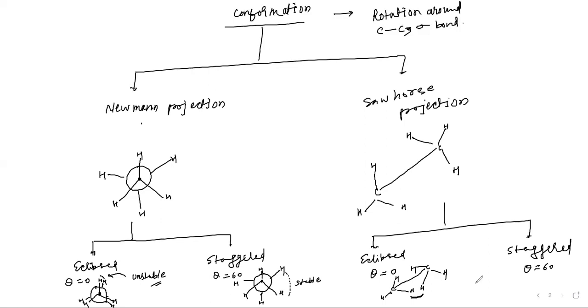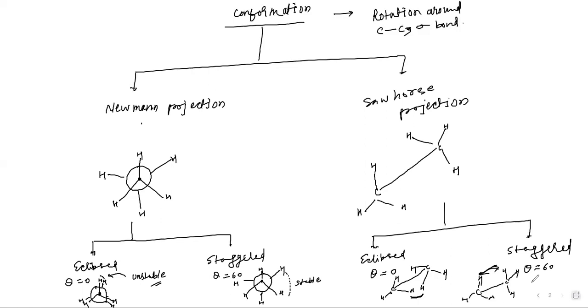Here you see, you can make them far. If it is like that, here is the hydrogen, here is hydrogen, this one hydrogen, and this is hydrogen. So here distance is there, staggered form, no repulsion, so stable. Is it okay to you? Yes, sir. Okay. Thank you.